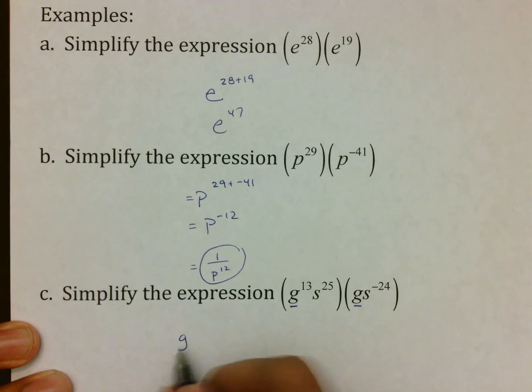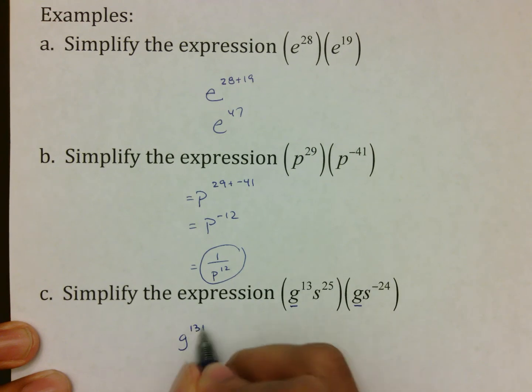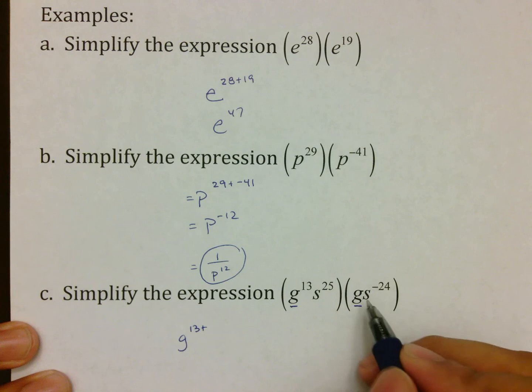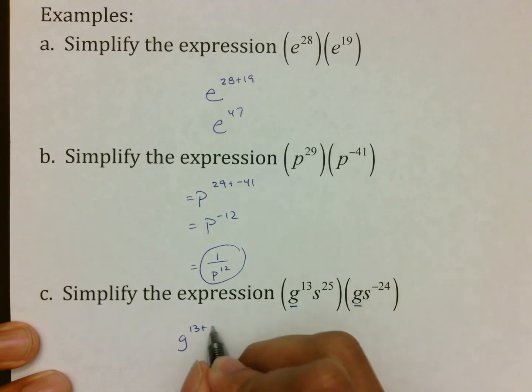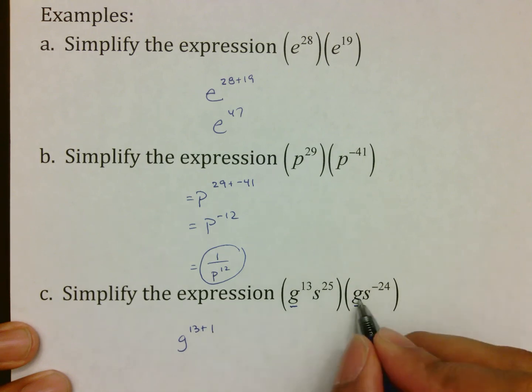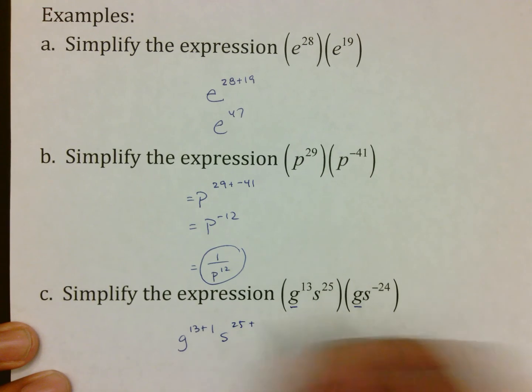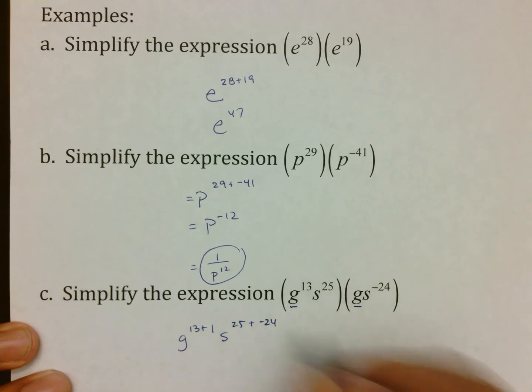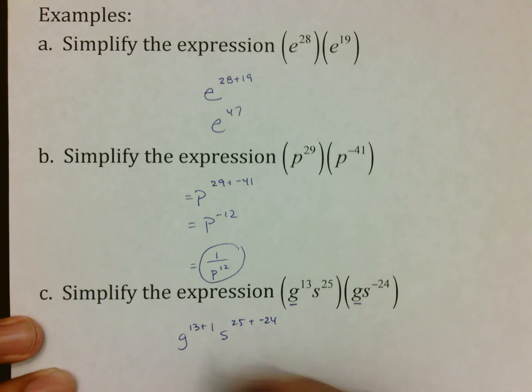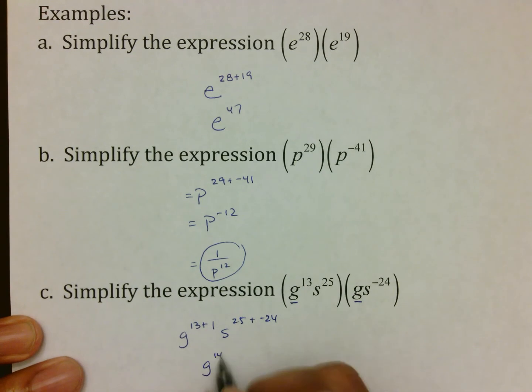So what we are going to do is put g to the 13 plus, there's no number there. And again, the key thing is people tend to make the mistake to assume that this negative 24 goes with the g. It only belongs to the s, but there is one g there. So it's 13 here, 1 there, and then s to the 25 plus negative 24, which ends up as g to the 14th, s to the first.